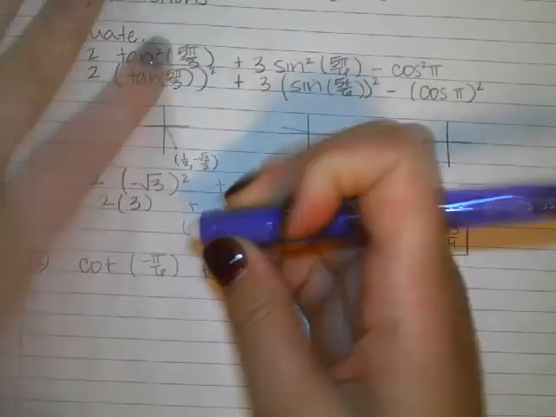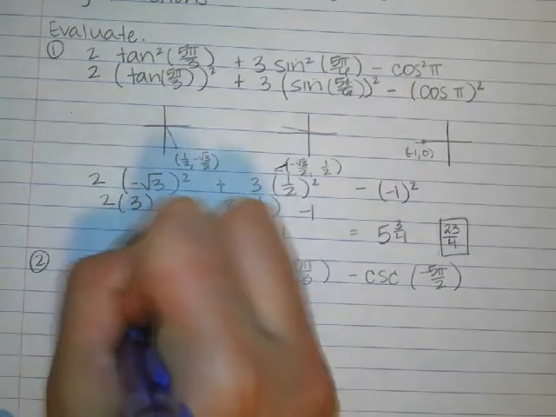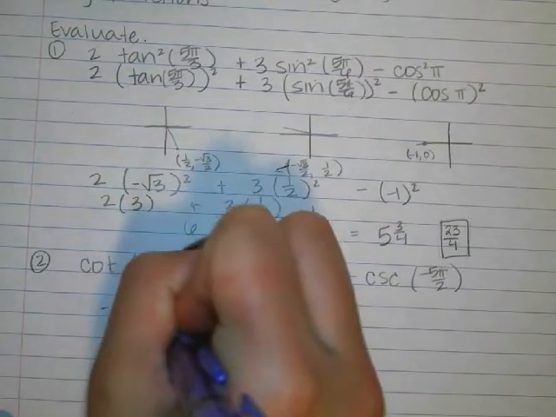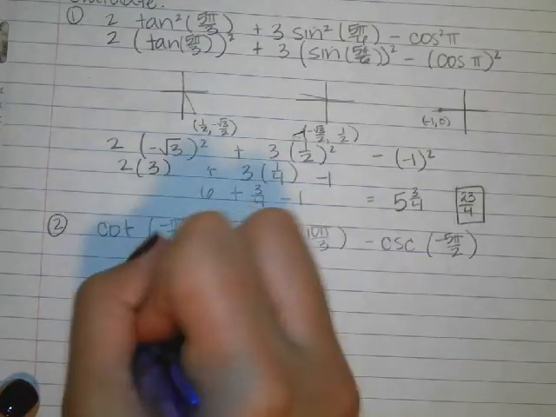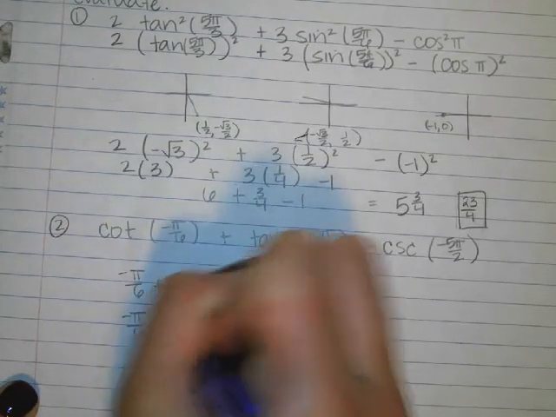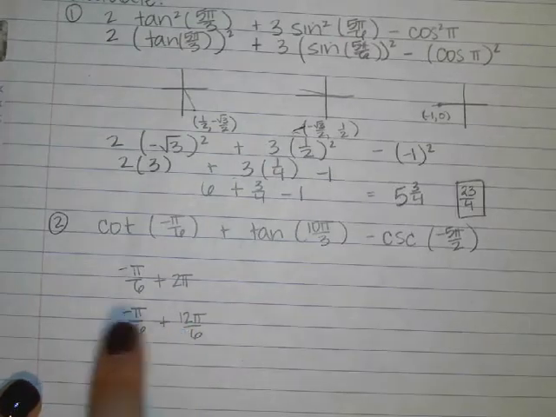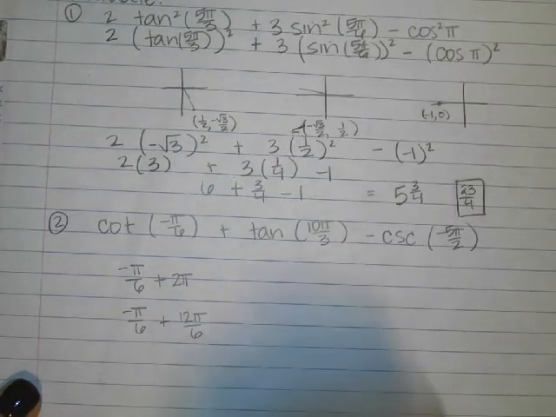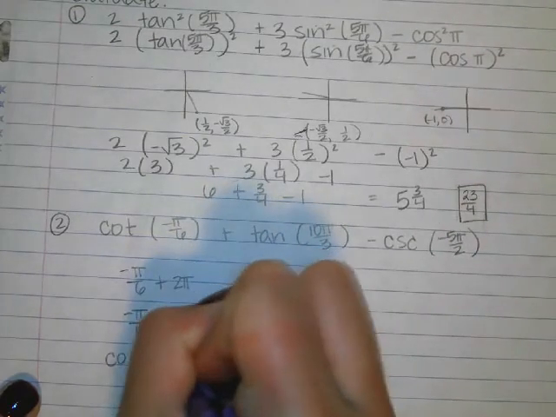The other way to do it would be to say I have negative pi over 6. I'm adding 2 pi to that to find the coterminal angle. And so what I have is negative pi over 6 plus 12 pi over 6. That was me getting a common denominator. And then negative 1 plus 12 is 11. So I'm doing 11 pi over 6.